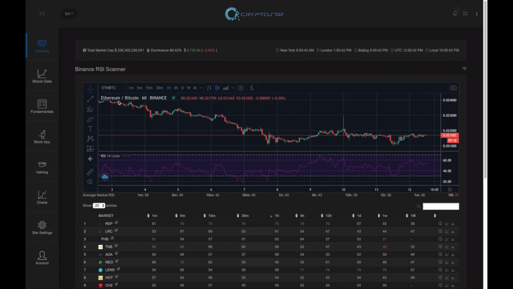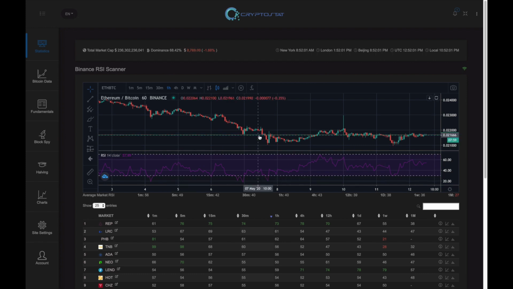Currently we have ETH BTC sitting up here with the RSI already preset in my site settings down there on the bottom left hand corner. You can adjust that to how you prefer it, what you would like to see on your charts as they come up. So it just depends on what you want to utilize. All right, let's get right into it.